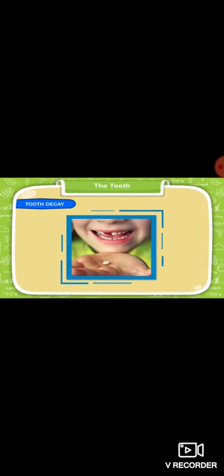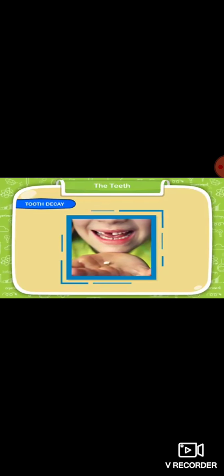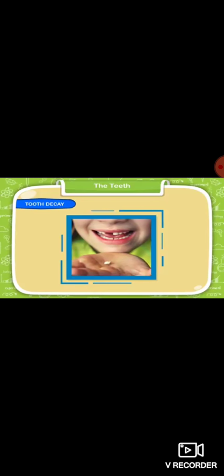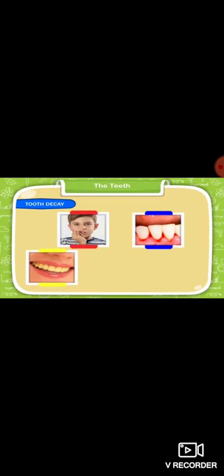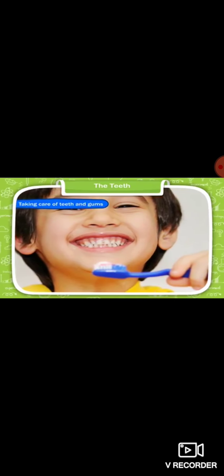And when this cavity reaches the pulp, the tooth starts paining. So we should clean our teeth properly, and tooth decay results in tooth pain, in toothache. It may lead to your teeth falling off. Okay, and if permanent teeth fall off now, then you will not get new teeth. Okay, so you have to take care. So tooth decay leads to toothache, yellow teeth, plaque, okay, and bad smell also.